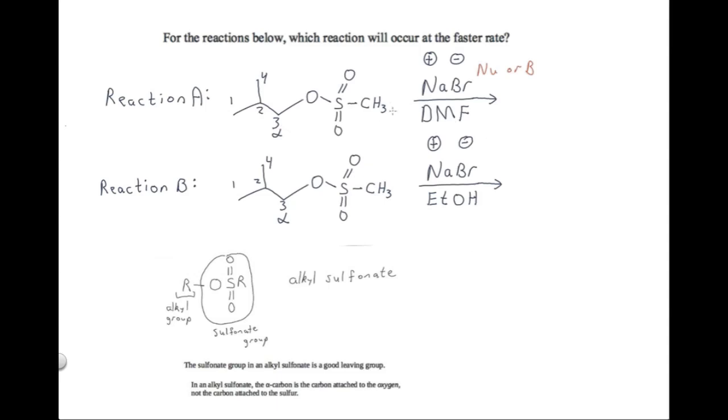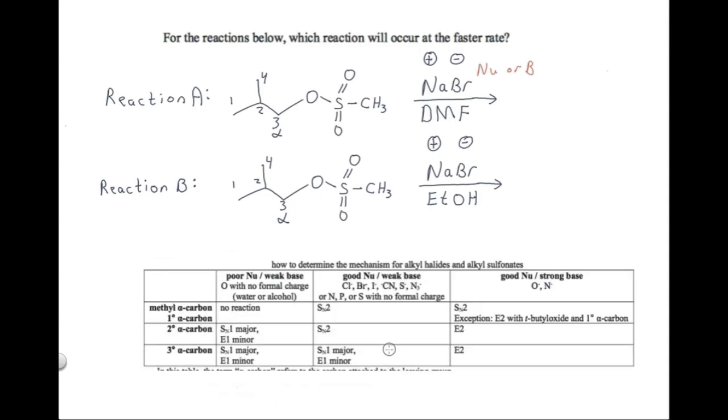Now we can assign roles. I meant to say now we can choose our mechanism. We'll use our table to choose the mechanism. We can use this table to choose the mechanism for an alkyl sulfonate.